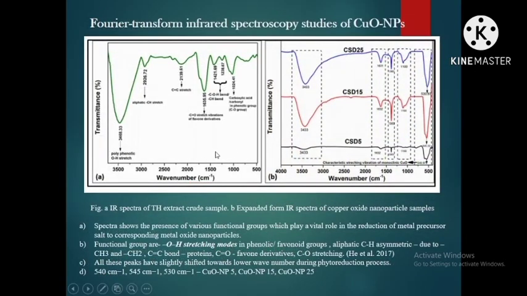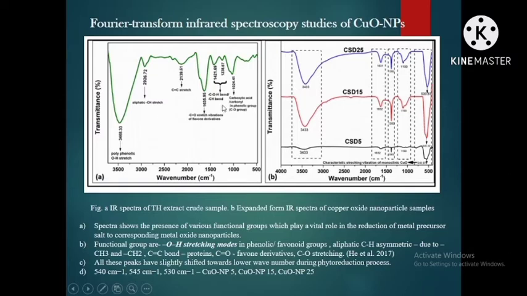Coming to the characterization results of FTIR, image A shows the spectra of the plant extract, whereas B shows the spectra of the synthesized copper oxide nanoparticles. Here you can see various absorption peaks in the spectra as well as in the nanoparticle spectra. You can observe the presence of polyphenolic compounds, aliphatic compounds, and C=C stretching vibrations which are responsible for flavone derivatives. You can also see bands for carboxylic acids, phenolic compounds, etc.